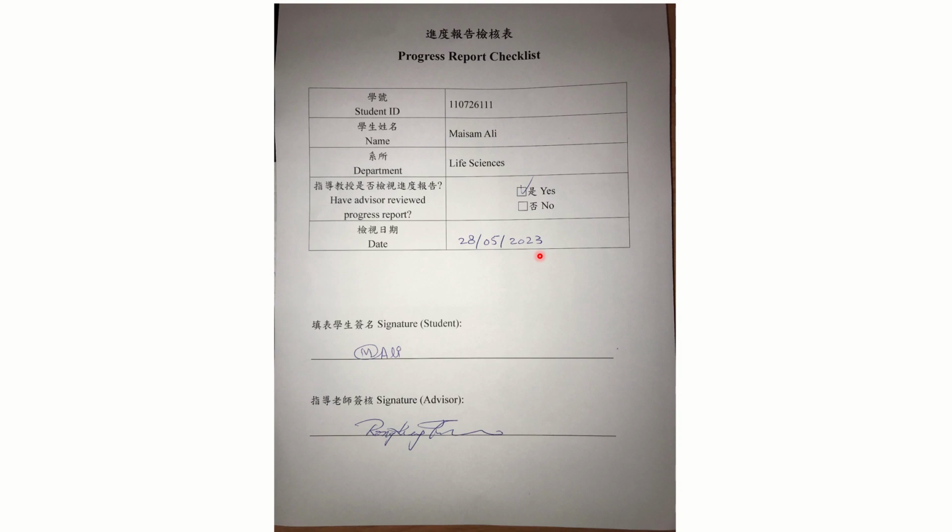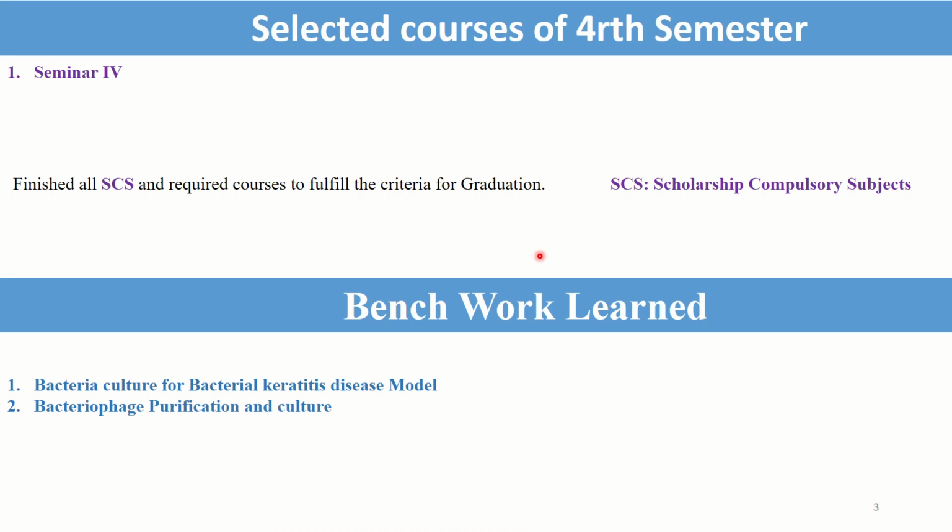This is my progress report checklist, which I reviewed with my respected professor Ong Kong Chai, and these are the selected courses in my final semester. I finished all my courses in previous semesters, so this semester I only took Seminar 4. I finished all scholarship compulsory subjects and all required courses to fill the criteria for graduation.